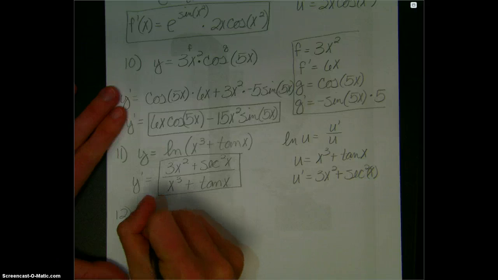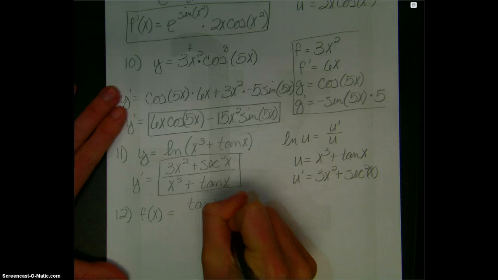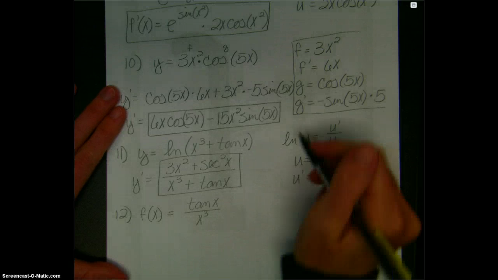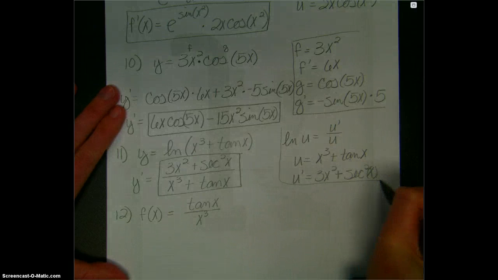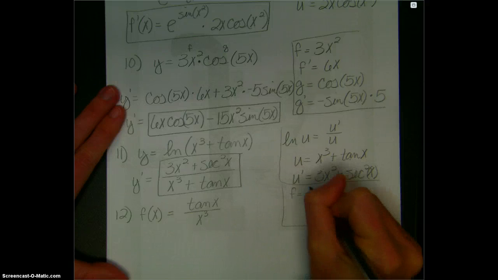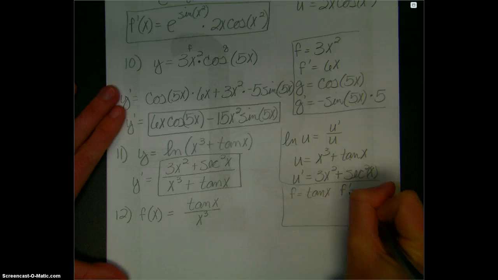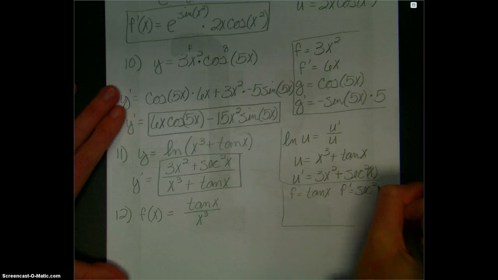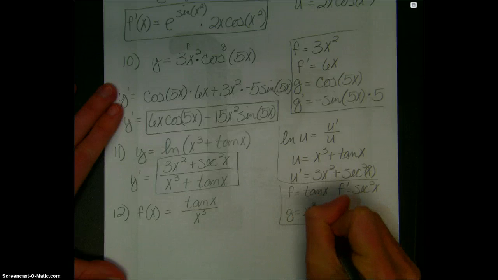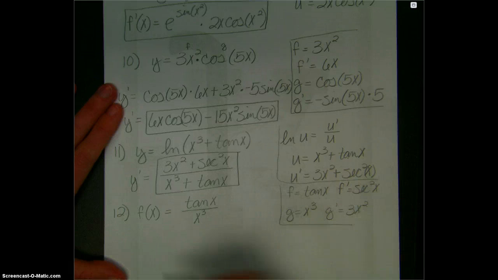Okay, on number 12, you can either treat this one as a quotient rule, or you can move the x cubed up to the top and use a product rule. I'm going to go ahead and just use a quotient rule. So in my scratch work, f is the tangent of x, therefore f prime is secant squared, and g is x cubed, therefore g prime is going to be 3x squared.